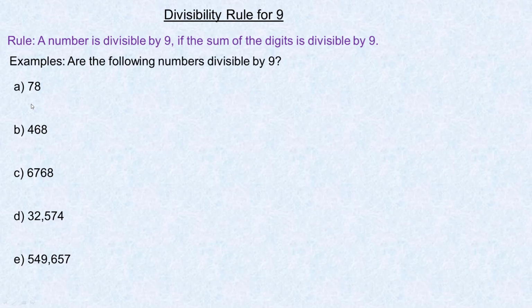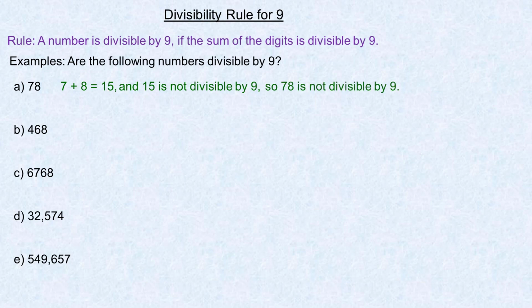So 78 is the first one, and it might be a little high in the multiplication table if you remember. Does 9 go into that or not? So what you do is you add the digits, the 7 and the 8, and 7 and 8 add to 15, and 15 is not a multiple of 9. It's not divisible by 9, so that means that 78 is not divisible by 9. So that's what you do.